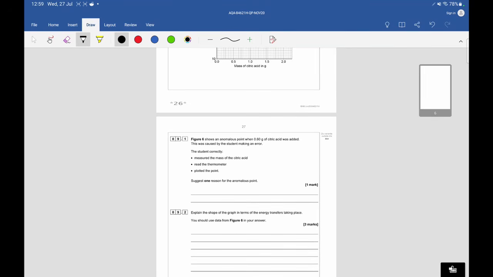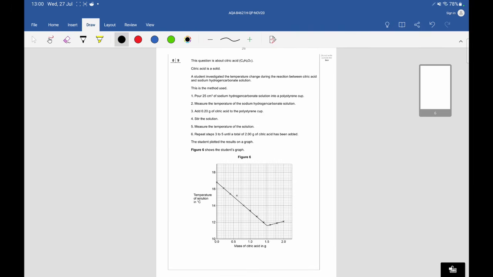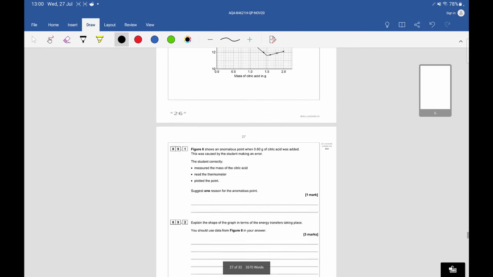Figure 6 shows an anomalous point where 0.6 grams of citric acid was added. This was caused by a student making an error. They correctly measured the mass. They correctly read the thermometer. They correctly plotted the point they were given. So we need something in the practical they didn't do when they were mixing together those compounds to try and react all the substances there. Well, the only thing they may not have done here is they may have forgotten to stir the solution.